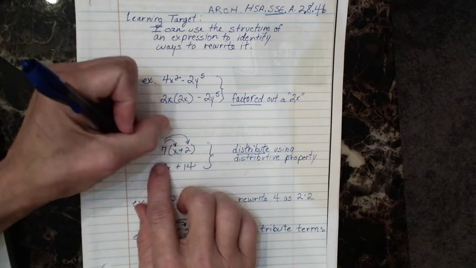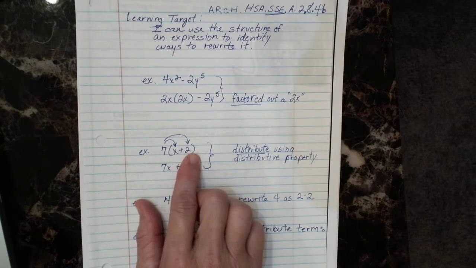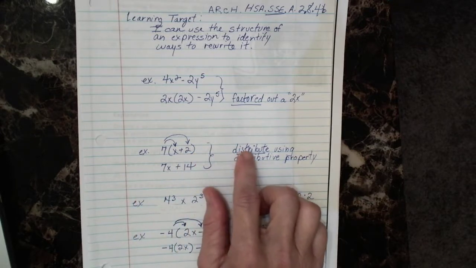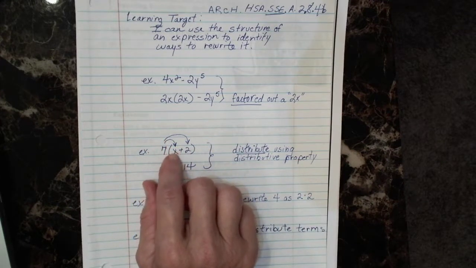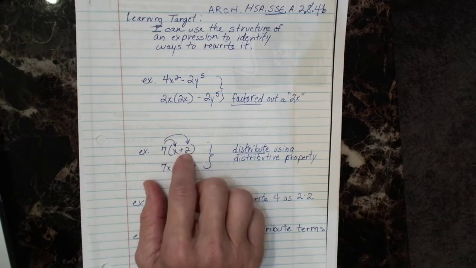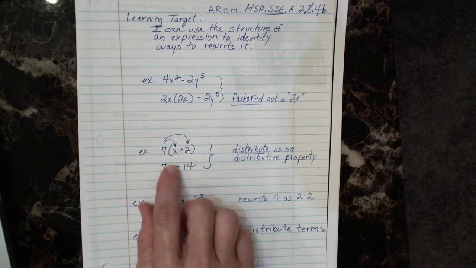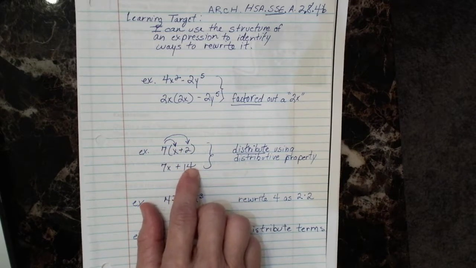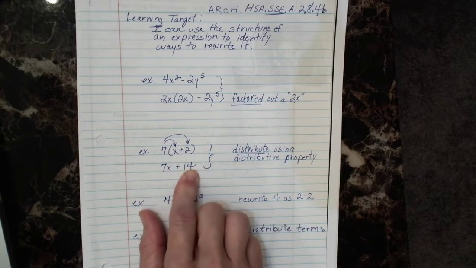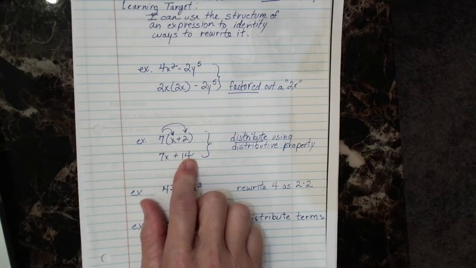The next example, we have an expression 7 times the quantity x plus 2. Become aware that you can distribute using the distributive property, which means you distribute the 7 to this term and distribute the 7 to this term by multiplying. So let's work that out. 7 times x, we write 7x. Then a positive 7 times a positive 2 is a positive 14. So we've rewritten the expression. That may be a way to help us in the problem solving.